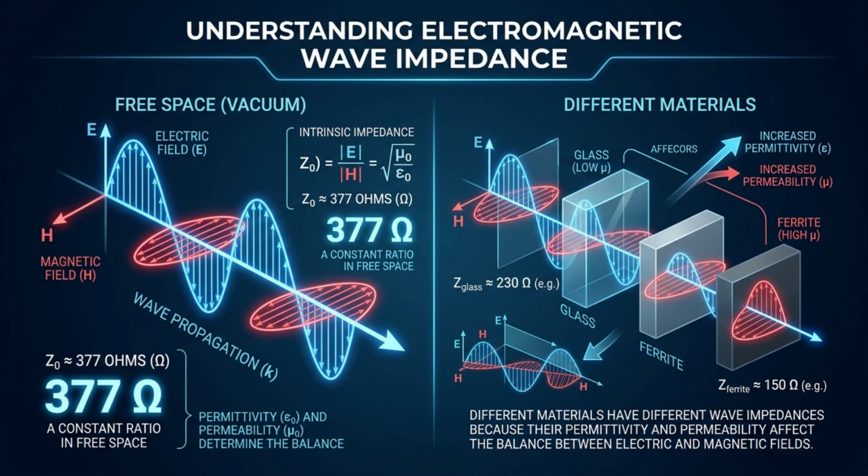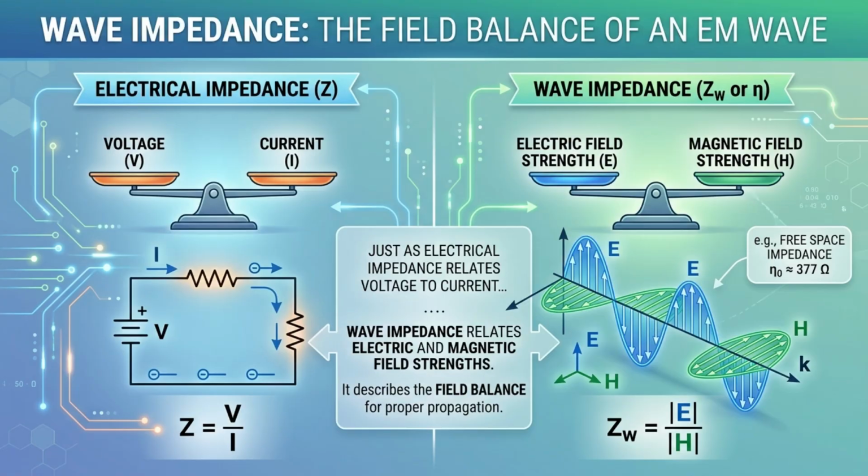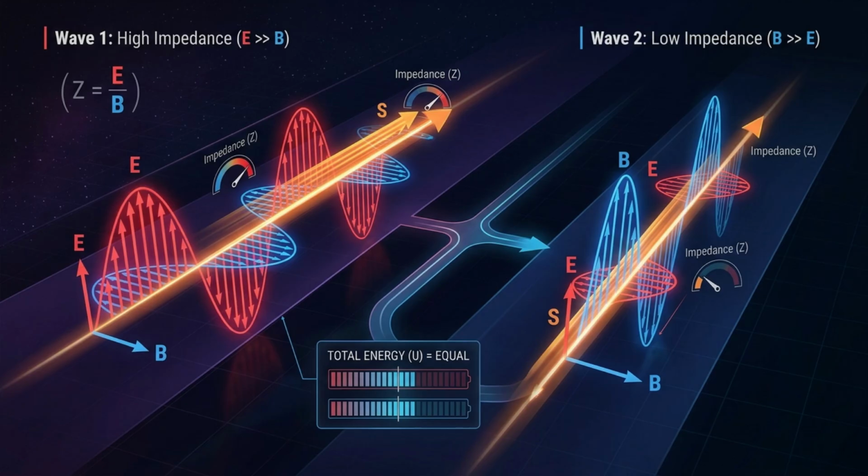Just as electrical impedance describes the relationship between voltage and current, wave impedance describes the relationship between electric and magnetic field strengths. Physically, imagine two electromagnetic waves carrying the same amount of energy. One wave may have a relatively strong electric field and weaker magnetic field, while another may have a different balance. The wave impedance determines this relationship between the fields.